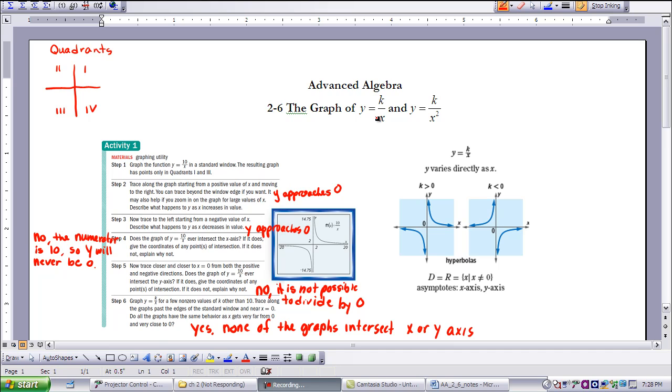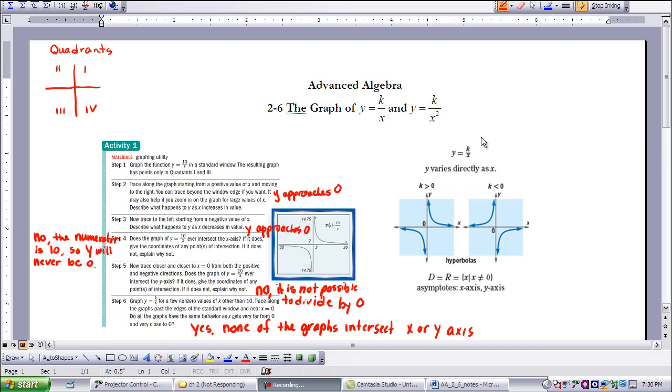And then the last step was to have you explore some other graphs of different values of k other than 10. As you graph those, none of those graphs look any different as far as they never intersected the x-axis or the y-axis.